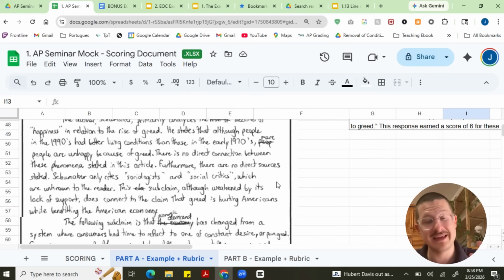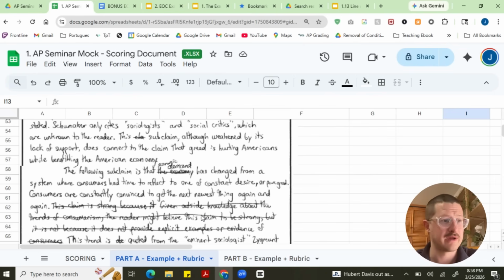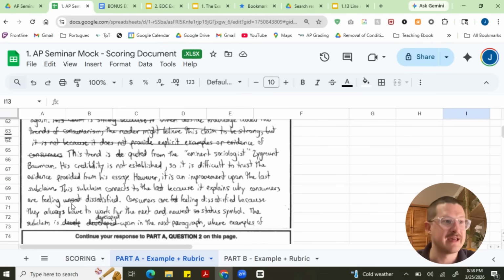Okay, notice that even in their explanation of the claims and the evidence, they're starting to actually discuss it with some evidence. This is another key move that lets your reader know, that grader, that you've really internalized it. Okay, I want you to skip down here where it says, this subclaim, although weakened by its lack of support, does connect to the claim that greed is hurting Americans while benefiting the American economy. The following subclaim is that, okay, notice how it says the following subclaim. So the grader is like, oh, there it is, the next claim. They can easily see that.